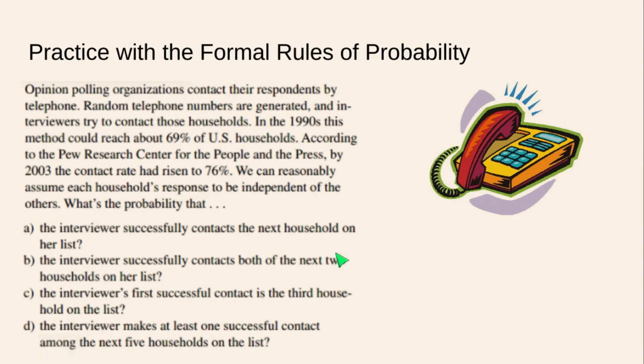The interviewer successfully contacts the next household on the list. The probability of success would be 0.76, all right? That's just this number right here. Nothing too complicated there. Let's look at part B, successfully contacting both of the next 2 households on the list. Now, contacting one person has no effect on the next person you'll contact. So those are independent events using multiplication rules. Probability of 2 successes would be 0.76 squared, or 0.76 times 0.76, which would be about 58%.